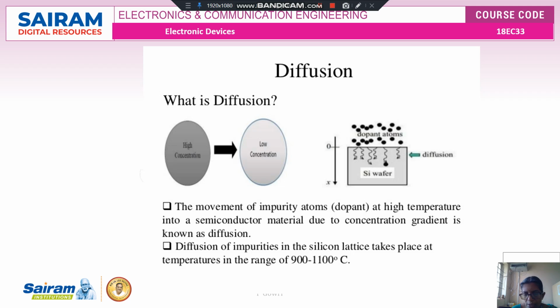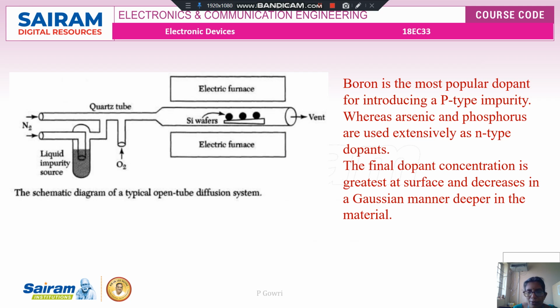So as we have discussed, diffusion is movement of charged particles from high concentration to low concentration. The diffusion of impurities takes place at a temperature in the range of 900 to 1100 degrees Celsius. This is a simple setup which shows how a diffusion process works. It is the same as the oxidation process.